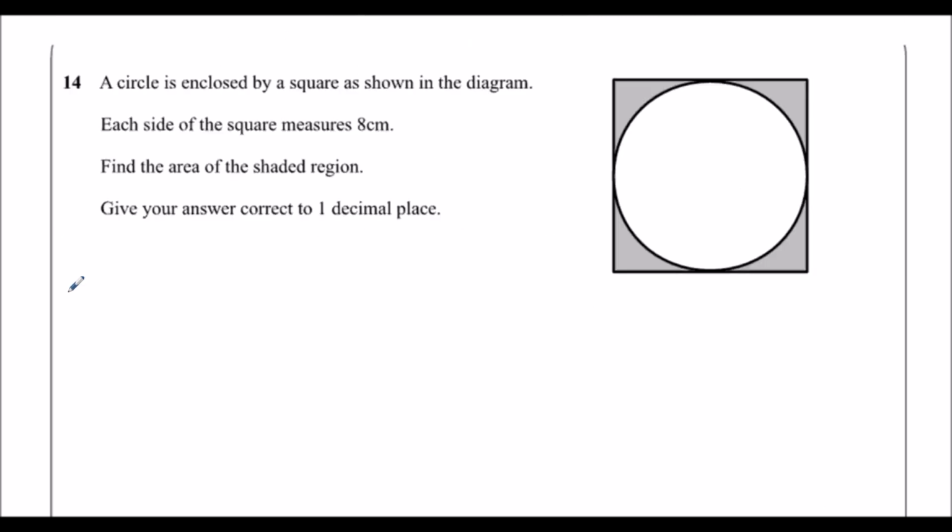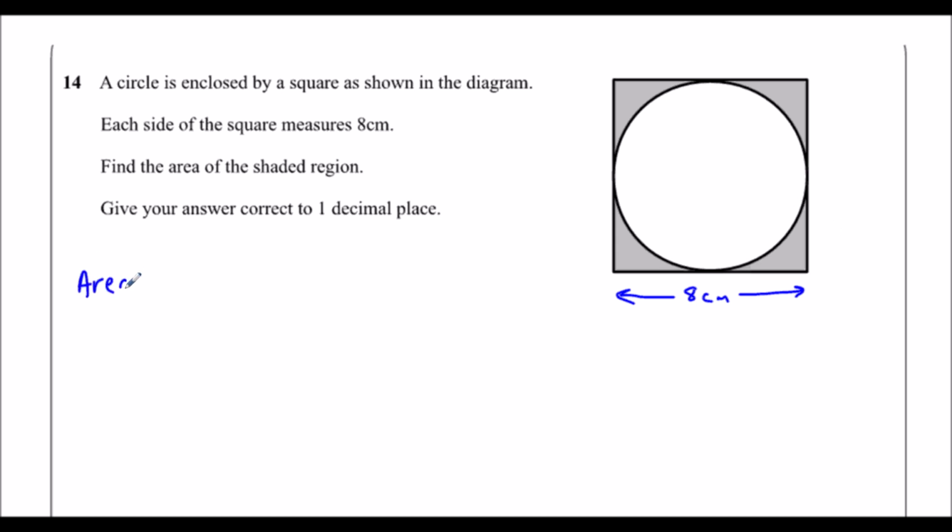Question 14. A circle is enclosed by a square as shown in the diagram. We've got a circle in a square. Each side of the square measures 8 centimeters. So it's 8 centimeters all the way across, which means the diameter of the circle is 8 centimeters. Find the area of the shaded region.